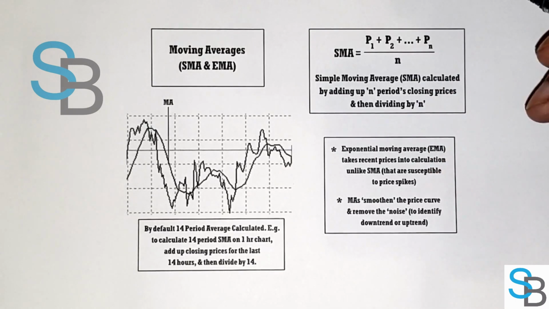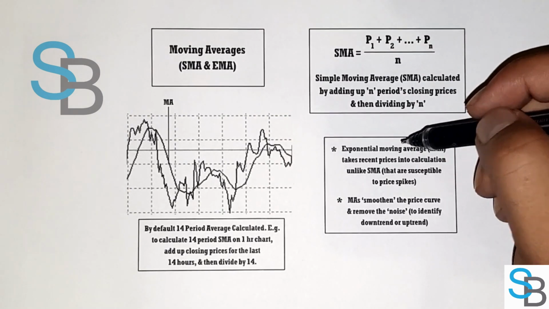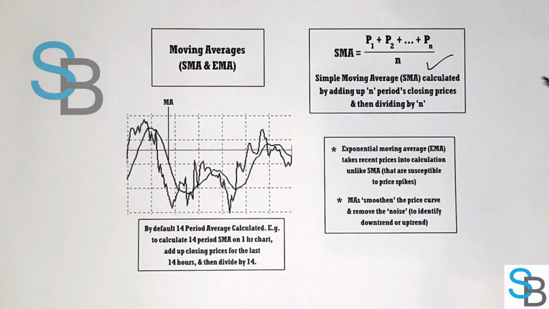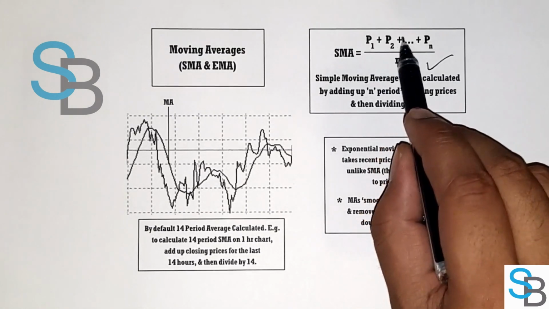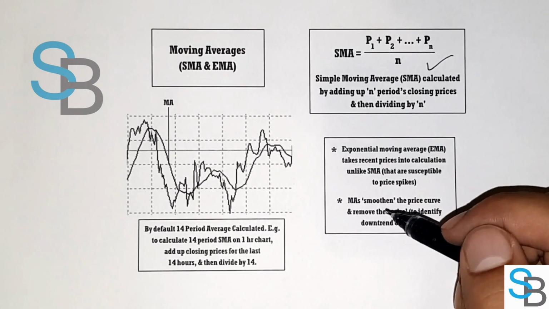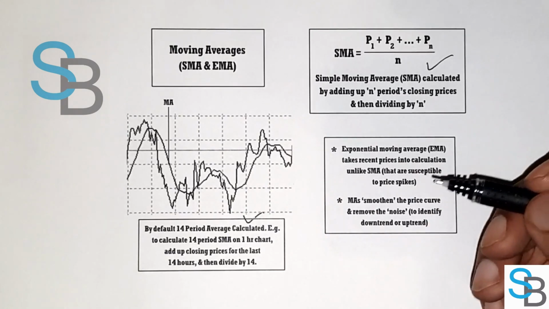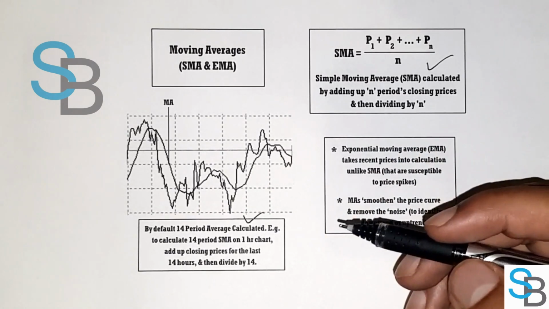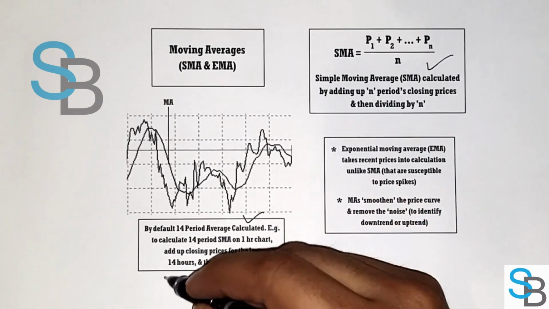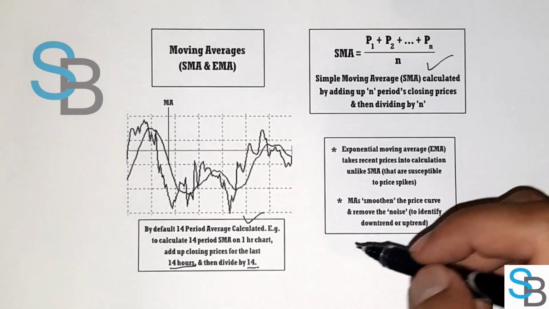There are two types of moving averages, a simple moving average or SMA and an exponential moving average or EMA. A simple moving average is calculated by adding up n periods' closing prices and then dividing by n. For example, if we want to calculate a 14 period simple moving average on a 1 hour chart, we simply add up all the closing prices for the last 14 hours and then divide them by 14.